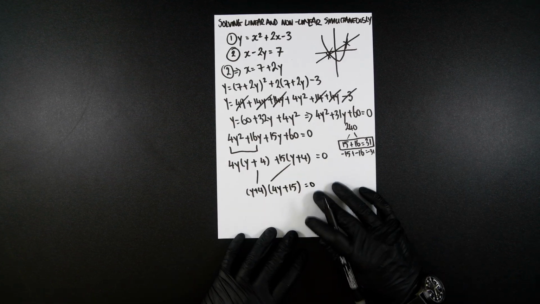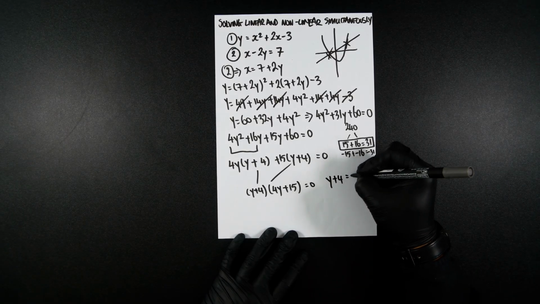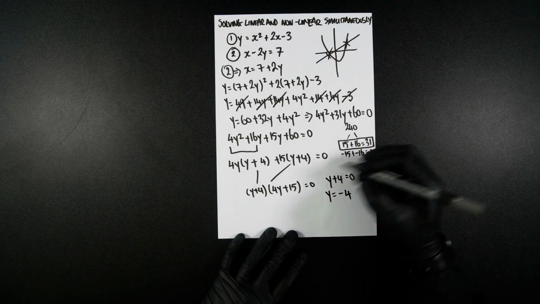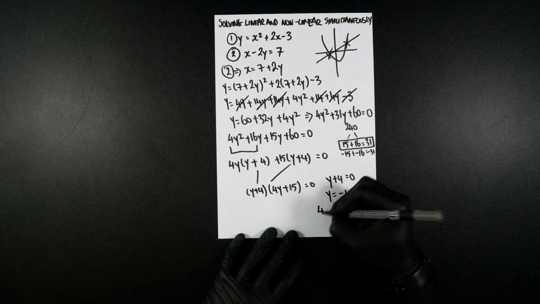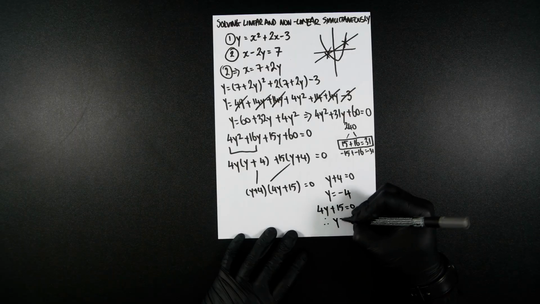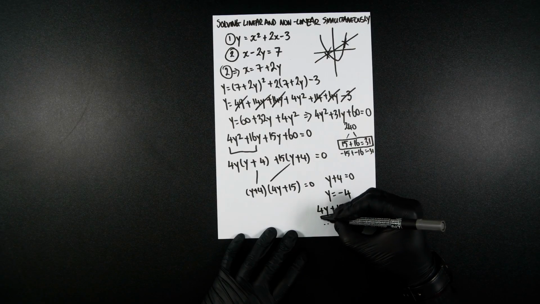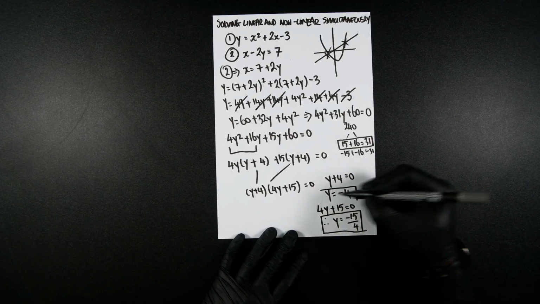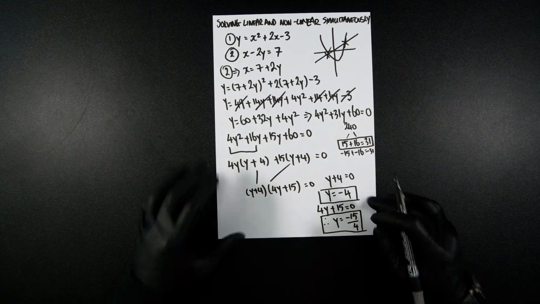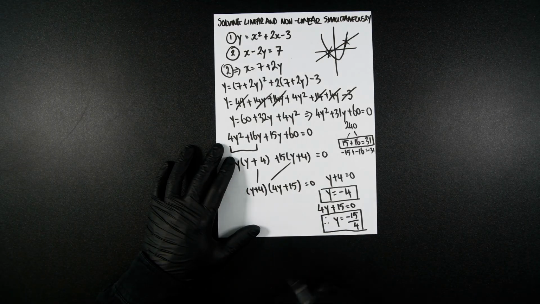To now find out what the y terms are, we would make y plus 4 equal 0. So if we solve that, y would equal minus 4. And we make this all equal to 0. So 4y plus 15 equals 0. So therefore, y would equal minus 15 over 4. We now have two values for y. So to find out what the x terms are, we would take these values and now substitute them into either of these two equations. So let's do that.